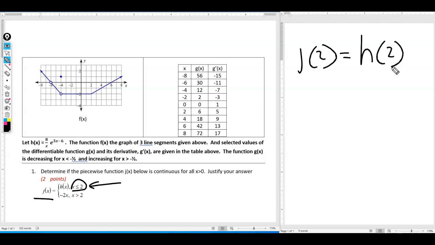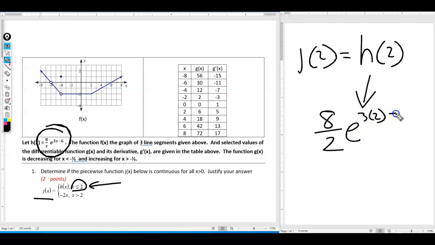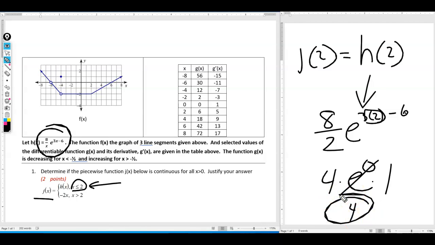So j of 2 is h of 2. So I'm going to take what h is now, and I'm going to plug 2 in for x. All right. So 8 divided by 2 is 4. And then we have e to the 3 times 2, which is 6, take away 6 is 0. Anything to the 0 power is 1. Cross that off and I'll put a 1 there instead. And 4 times 1 is 4. So there's our first criteria, that j of 2 actually exists. j of 2 is 4.